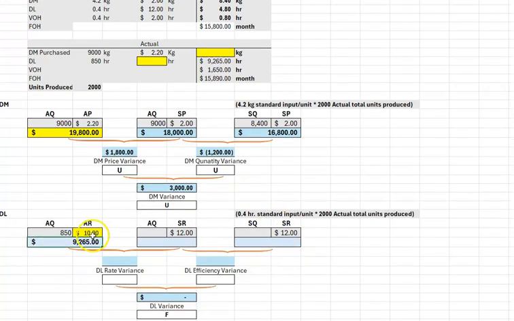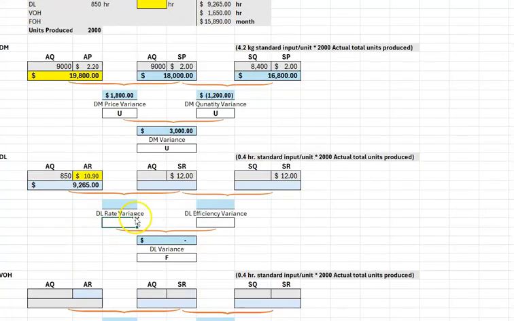So I can see that we paid less than we thought we were going to. So I know that that's going to be a favorable variance. Okay, so how much? By paying them $1.10 less than we thought that we were going to, I'm actually saving, oops, fix this here. Let's see, how much are we saving? We saved $935 by paying them $1.10 less per hour.